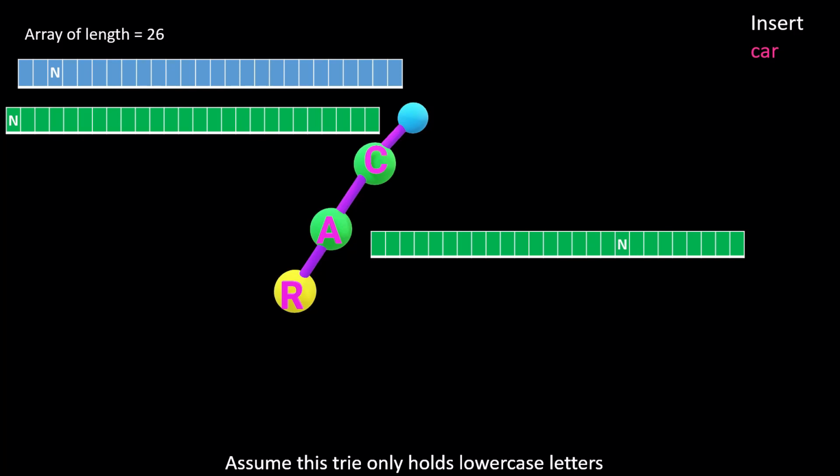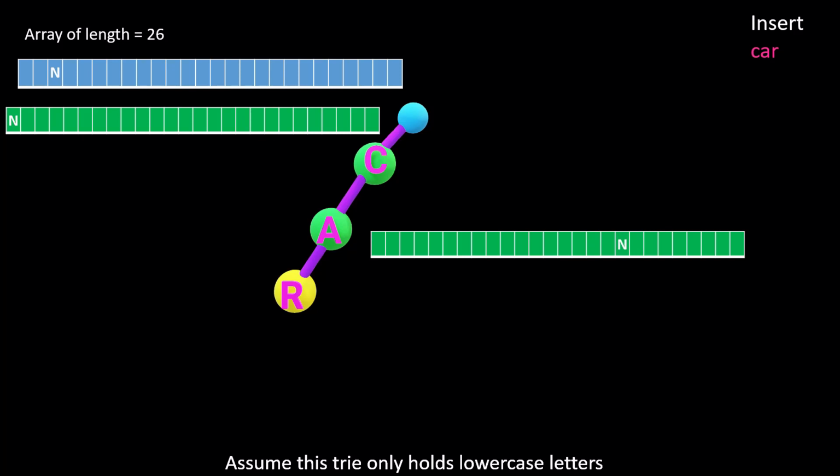And notice I use a different color for R because that is actually the end of a word. I did that intentionally, and that's actually something we represent within each node. Not only do we store arrays in each node, but we also store a field which contains a Boolean value indicating whether or not that node is the end of a word.